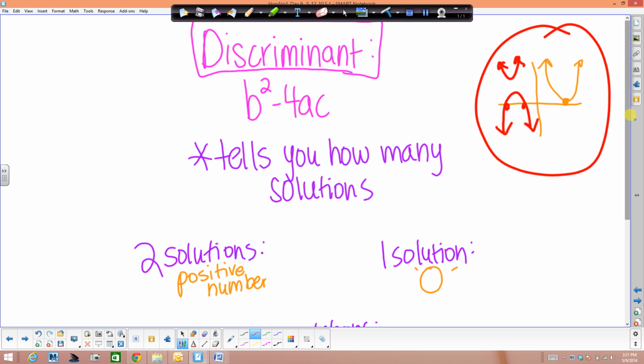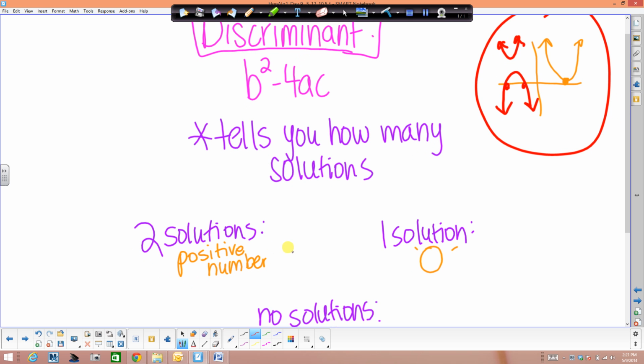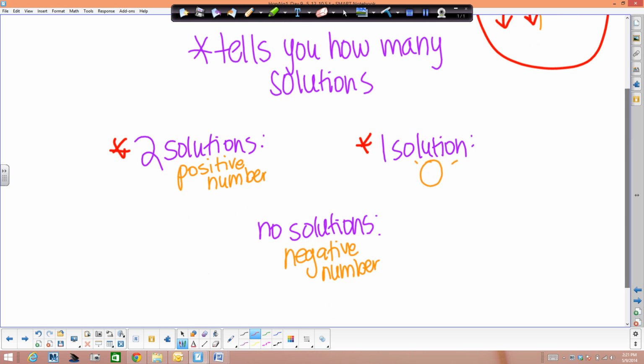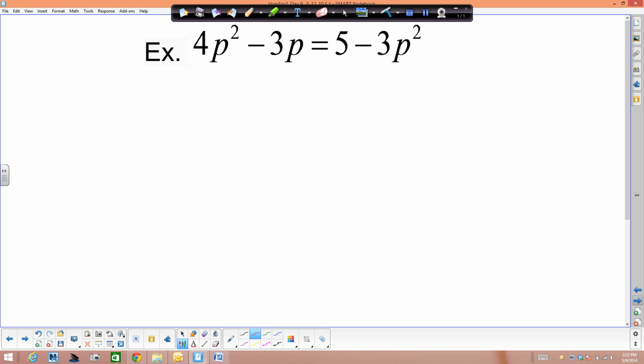So if we work out the quadratic formula and we get a positive number, like before we got 256, that tells us that there should be two solutions. If I work out b squared minus 4ac and I get 0, that tells me there's only one solution. And if I work it out and I get a negative number, that tells us there's no solution. Think about it. Can we take the square root of negative 4? No. For us right now, that means there's no real solution. So that wouldn't be possible. So just know the discriminant tells you how many solutions you're going to have for that equation.